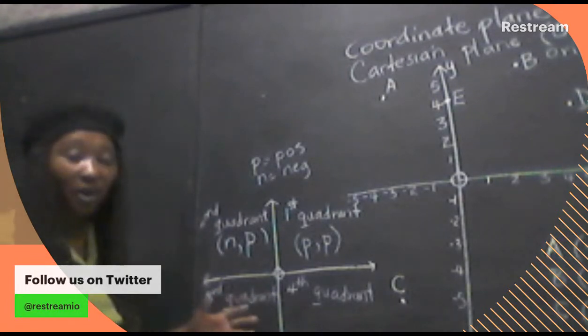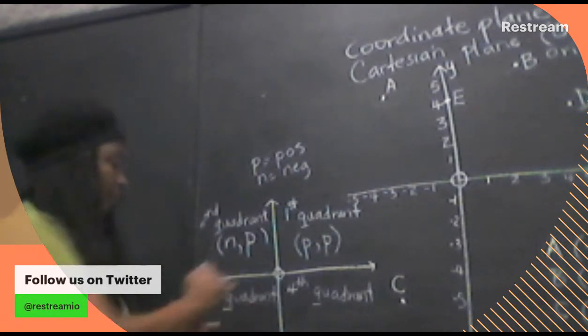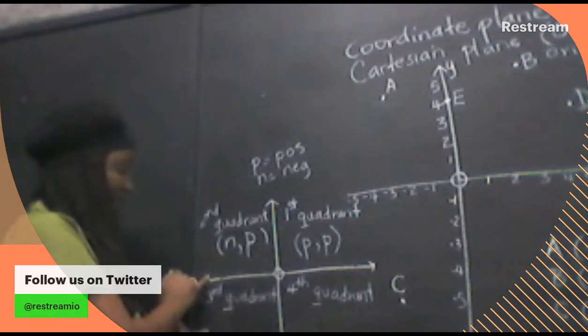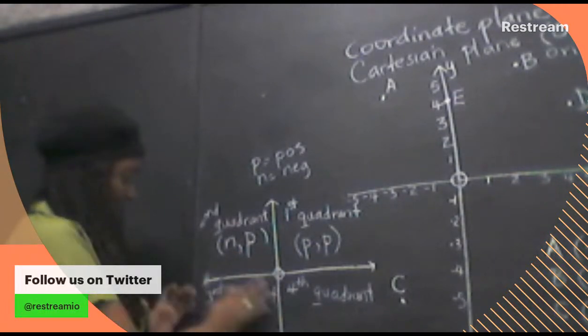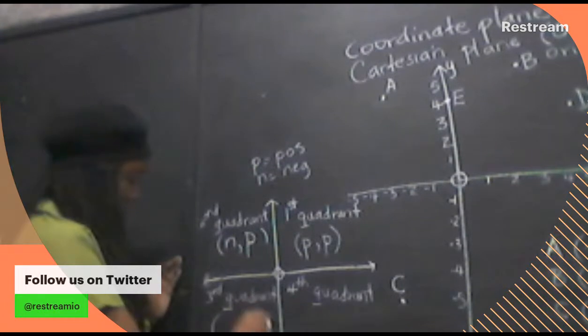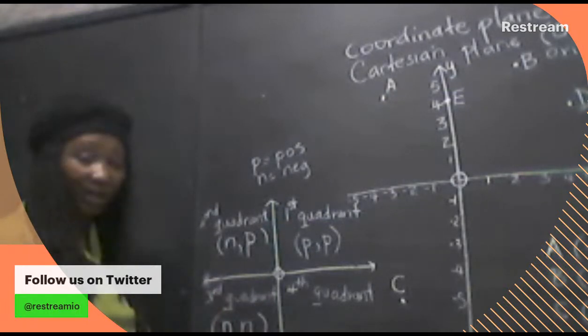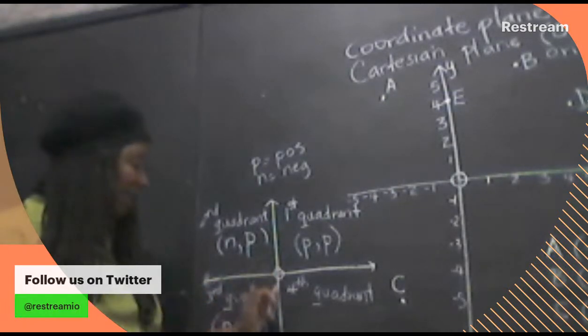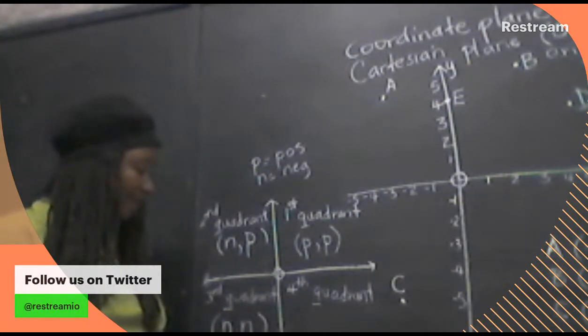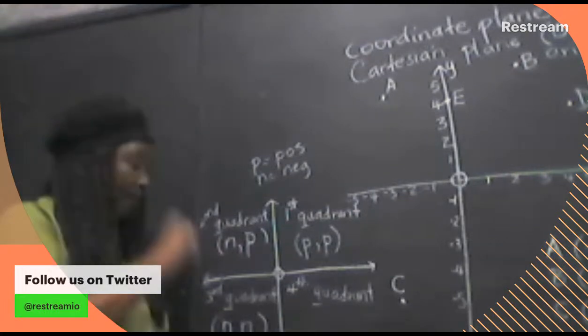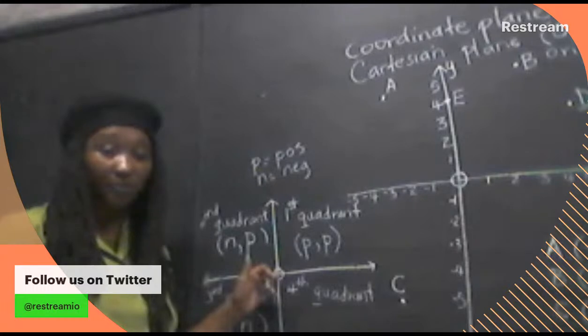Down here in the third quadrant, we have a negative x and a negative y. So in here, negative x, negative y. Once it falls in here. If it falls along this line, if it's a point on this negative y-axis, then it means the x value was 0 and the y value was negative.